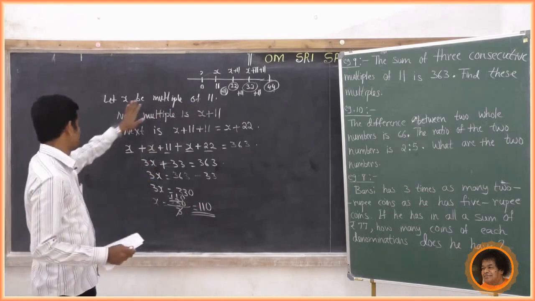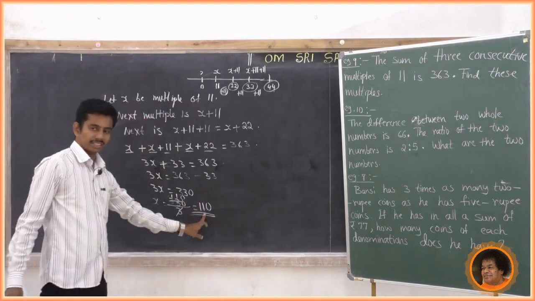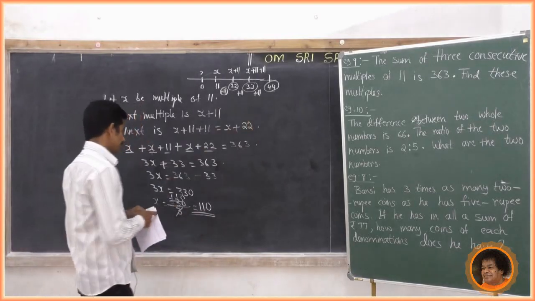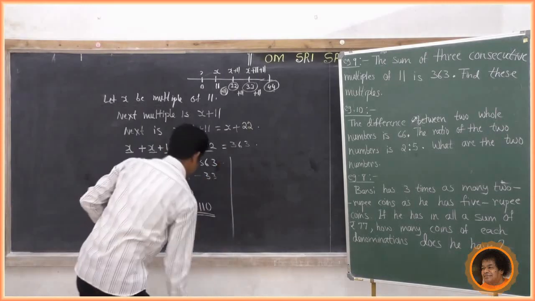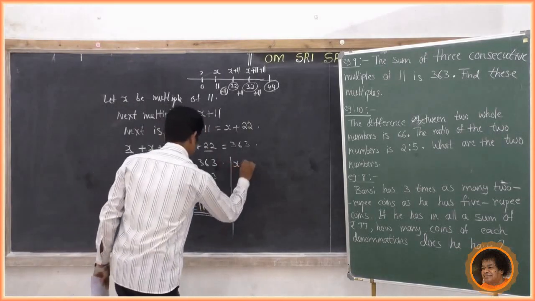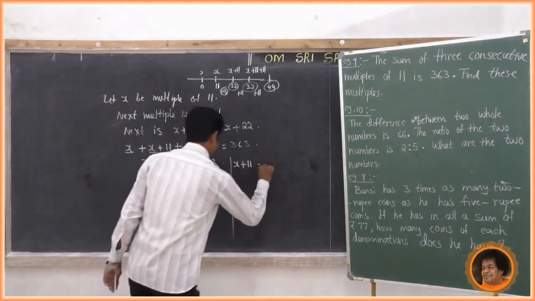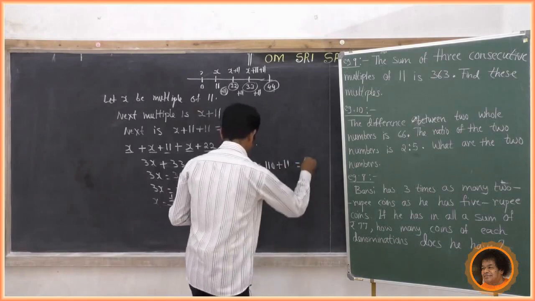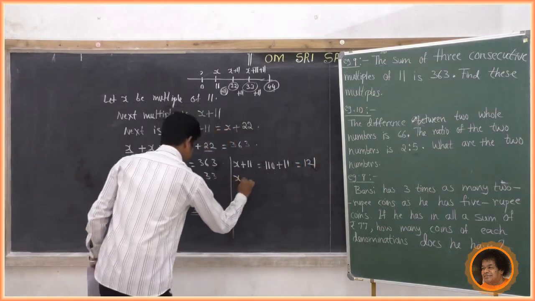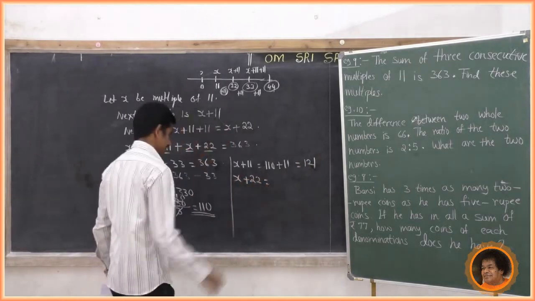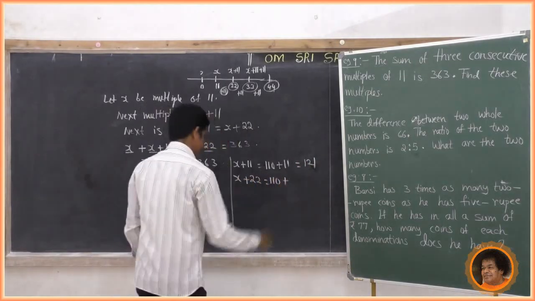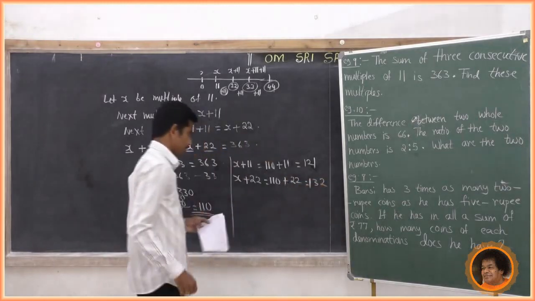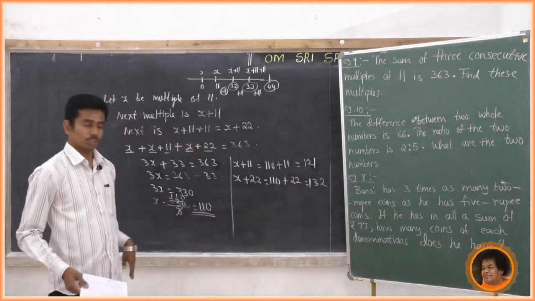x is the first multiple of 11, so x equals 110. Now find the others. The first multiple is x. Next is x plus 11. The value of x is 110, plus 11, we get 121. The third multiple is x plus 22, so 110 plus 22 is 132.